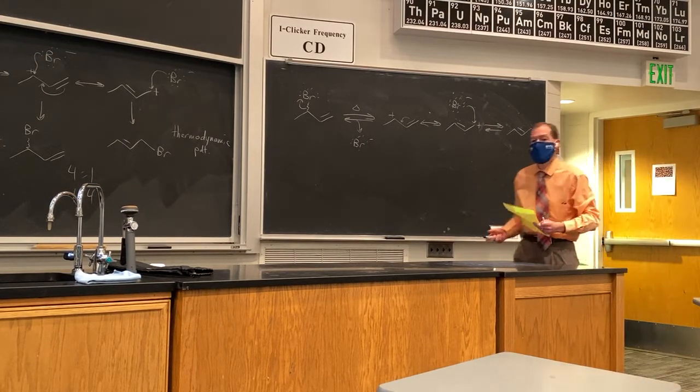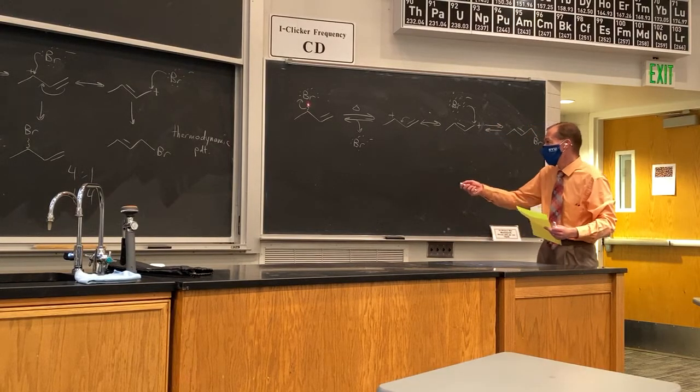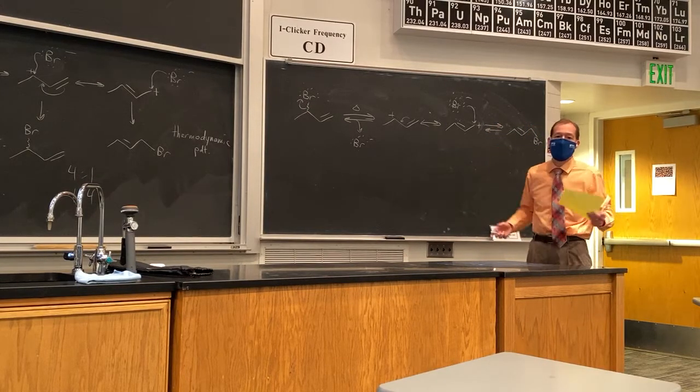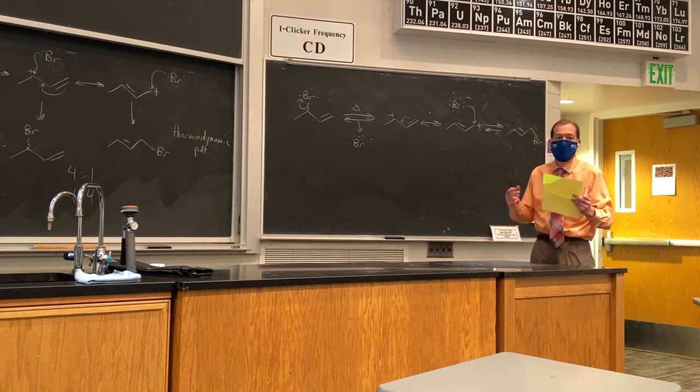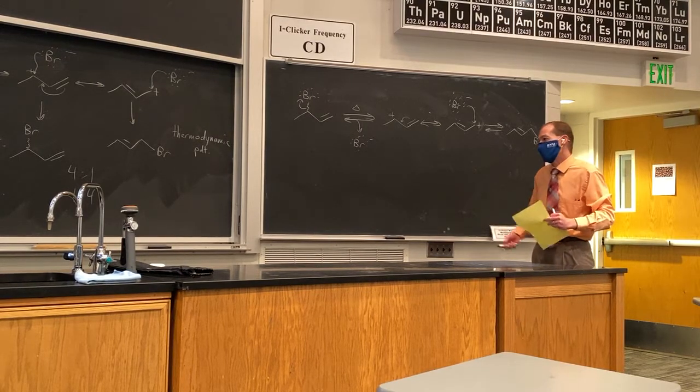At minus 80 degrees, we don't have enough energy to reverse the reaction. We don't have enough energy to break that carbon-bromine bond. So at minus 80 degrees, the product that's formed the fastest is the major product. It has no ability to equilibrate to generate the thermodynamic product.